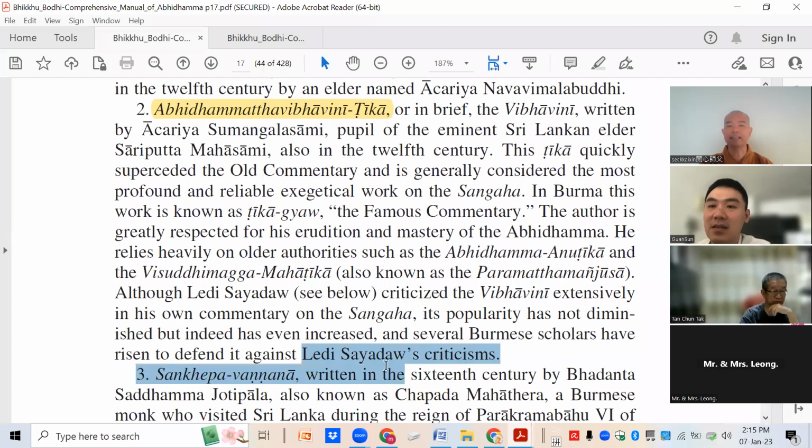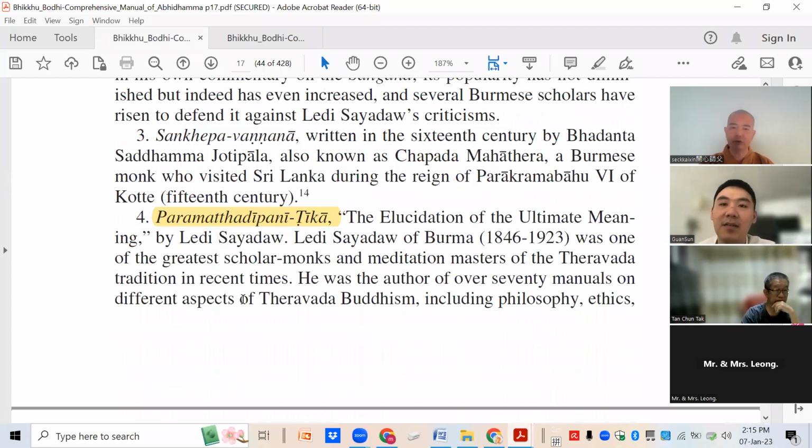This is Ledi Sayadaw. Then we also read this as Acharya. Let's see. This is how we read Acharya. Acharya. This is number 4.